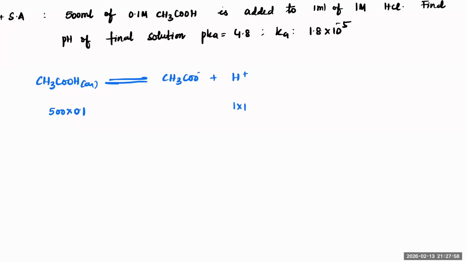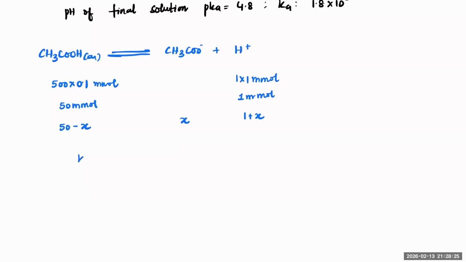Sorry. So these many millimoles we have. Here also we have these many millimoles. Correct. So if you notice, I had initially 50 millimoles and we have 1 millimole already present in the solution. So out of 50, some x millimoles have been consumed here to form x and 1 plus x here. And then I can write Ka is equal to x into 1 plus x divided by 50 minus x.